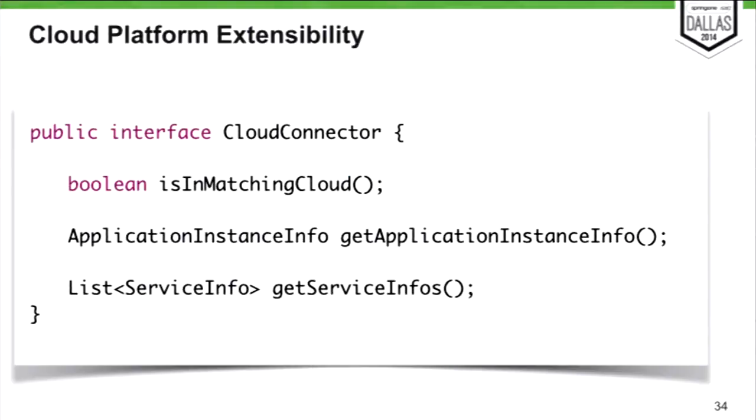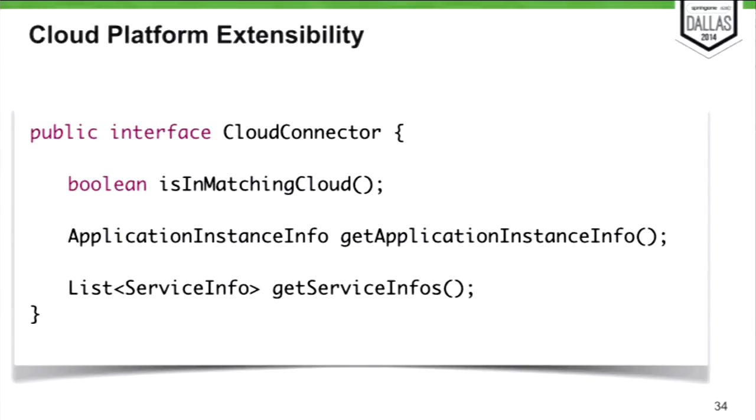Okay, so if you want to extend along that axis of cloud platform extensibility, there's one interface you implement called Cloud Connector that has 3 methods in it, and they're all pretty simple. isInMatchingCloud returns a Boolean that just says, am I running on the platform that you are implementing support for or not? So in Cloud Foundry, this isInMatchingCloud method basically says, do I have a VCAP application environment variable? That's unique to Cloud Foundry. That means if that exists, you must be running on Cloud Foundry.